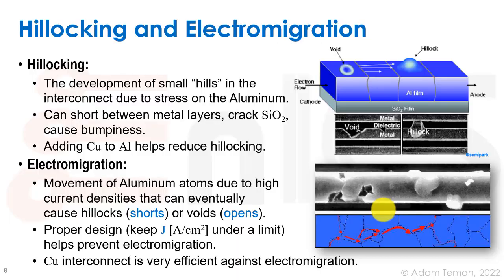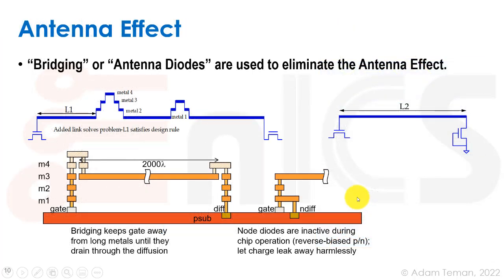So again, I will jump over to the slide where I discuss how to fix antenna violations. The problem with antenna violations is that during manufacturing, as opposed to electromigration, which was an aging problem, it happens when we use the device for a long time and put a lot of current through it. This is a problem during manufacturing.